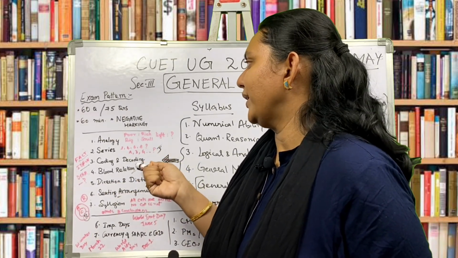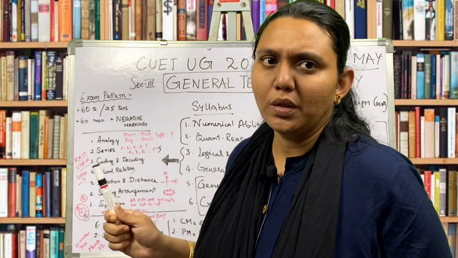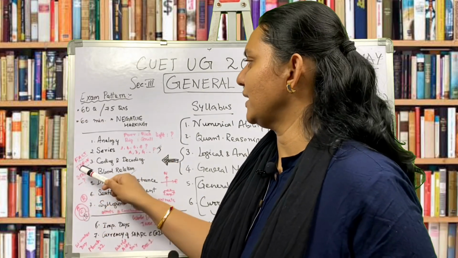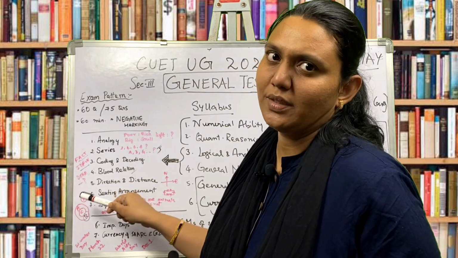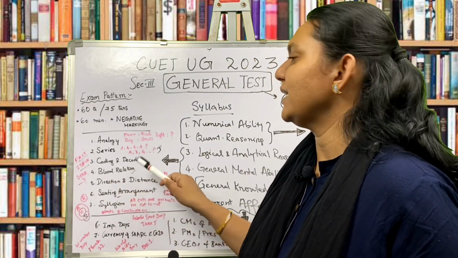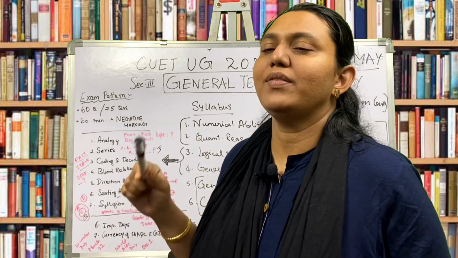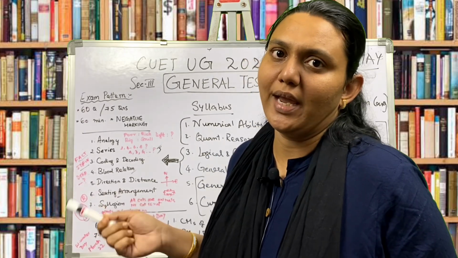Then coding and decoding. Here again you will be given a particular word and you'll be told that in a certain new language, fact means these letters. So what does this word mean? So this is decoding and coding. Then there is blood relation. The question will be asked: A is the father of B and C is the son of D. What is the relationship between A and C?